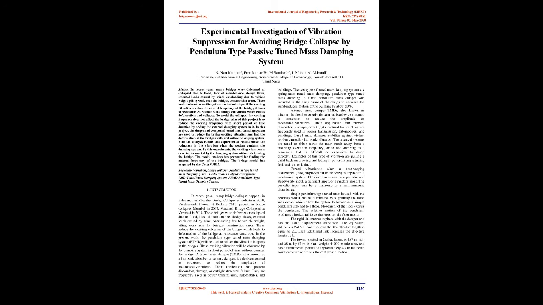To avoid the collapse, the exciting frequency must not affect the bridge. The aim of this project is to reduce the exciting frequency within a short period of time by adding an external damping system to it. In this project, simple and compound tuned mass damping systems are used to reduce the bridge exciting vibration and find the deformation at the bridges with and without damping system.